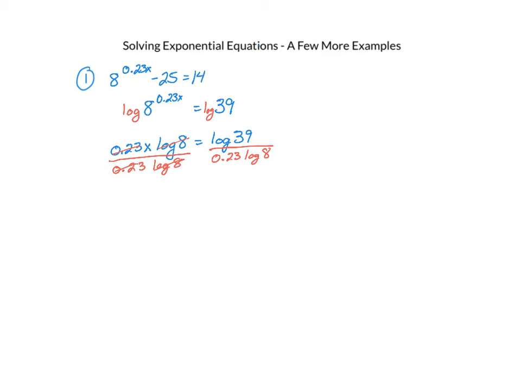So the exact value, remember that's what the directions say, express the exact solution first. That means don't touch your calculator until you get to the very end. So I have the log of 39 divided by 0.23 times the log of 8. And now we're going to punch that into our calculator and we'll get our decimal approximation.